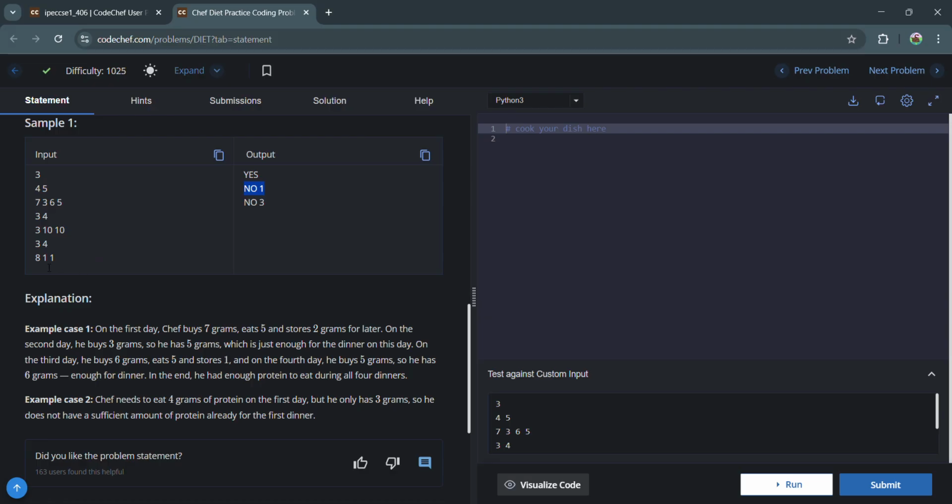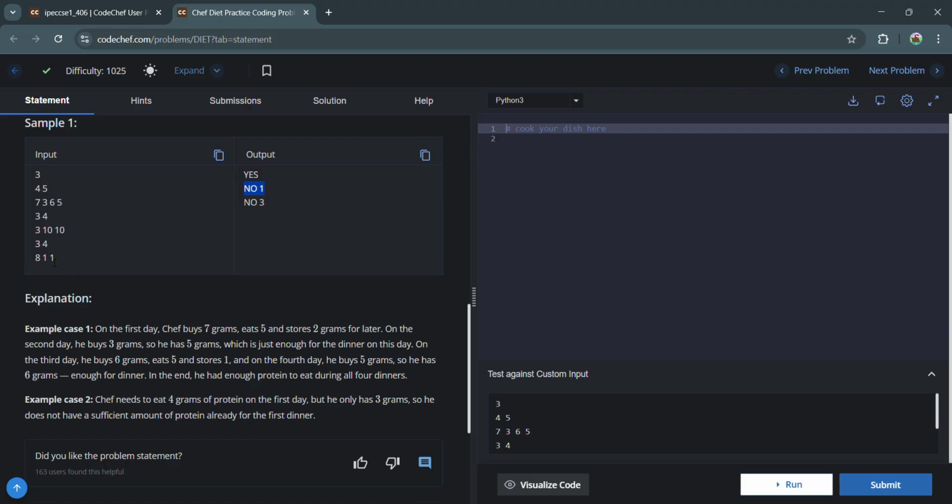Similarly, in example number 3, we have to intake 4 grams on a daily basis. On the first day he has 8 grams, so he can intake 4, and then he is left with 4 grams. He can store those 4 grams for further days. On the second day he has 1 gram, but the stored protein is already 4 grams, so that will be 5 grams of protein, so he can intake 4 grams and he is left with 1 gram. Now he can use that on the next days.